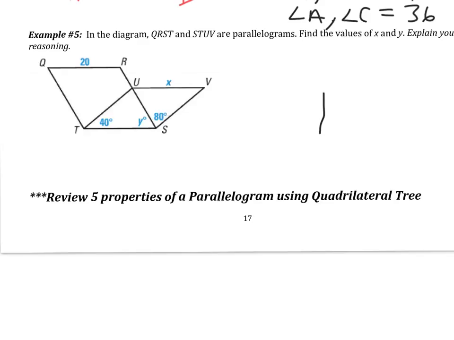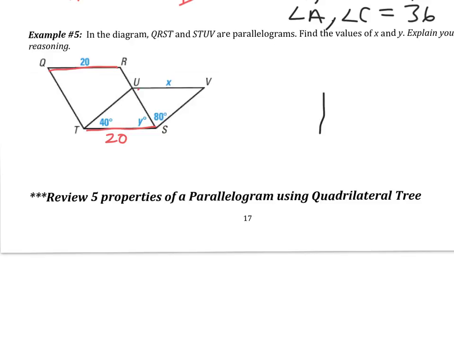Any answers for x? 20. X is equal to 20. Explain. Because TS is the same, they basically share a side. Okay. Side length. As in, if QR is 20, TS is the opposite side, so it's 20.